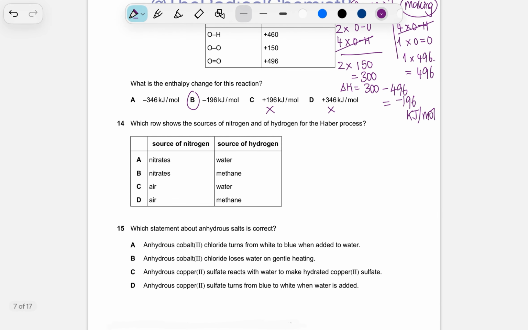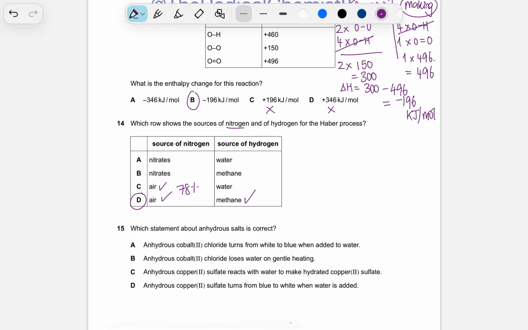Next, which row shows the sources of nitrogen and hydrogen in the Haber process? So nitrogen is 78% of air, so it has to be either C or D. And then you can actually get hydrogen from methane. So your answer is D.